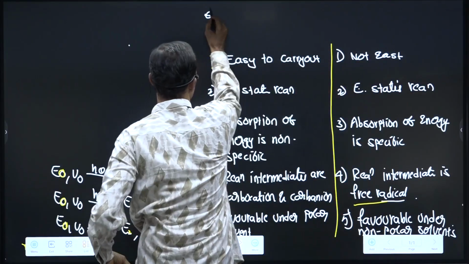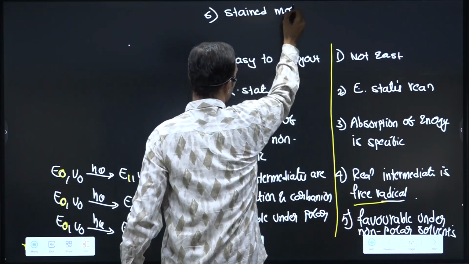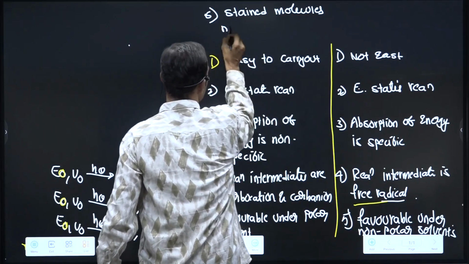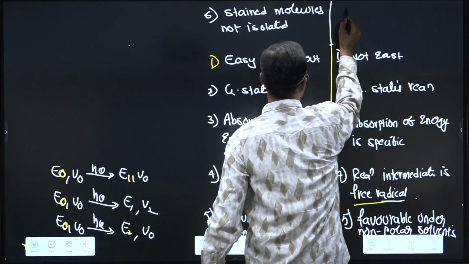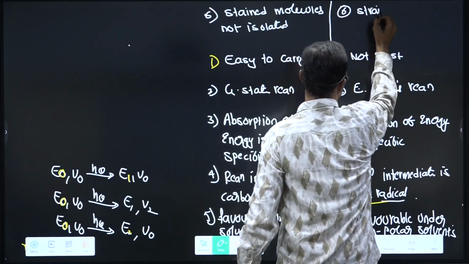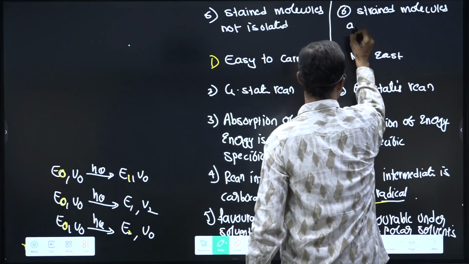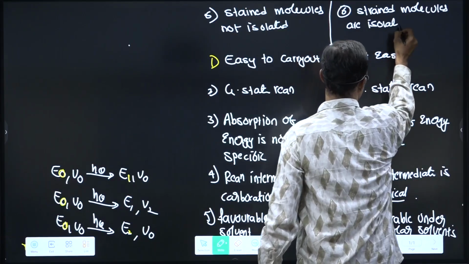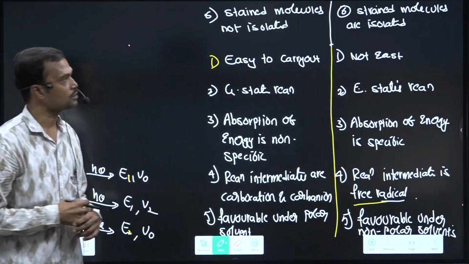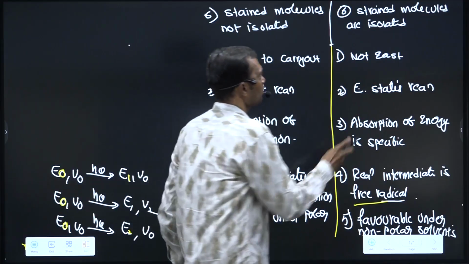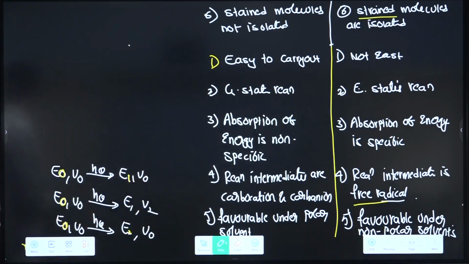This is the last one. Strained molecules are not isolated. We can't prepare strained molecules thermally. But what about in this case? Strained molecules are prepared. Strained molecules are isolated or prepared. We can prepare strained molecules. Ring strain, angle strain containing molecules can be prepared. Strained molecules are easily prepared. So these are the differences between thermal and photochemical.